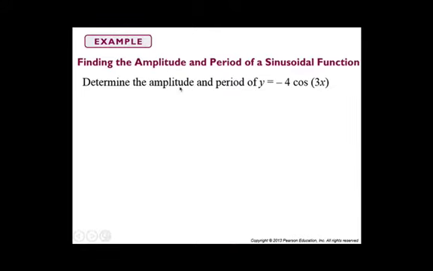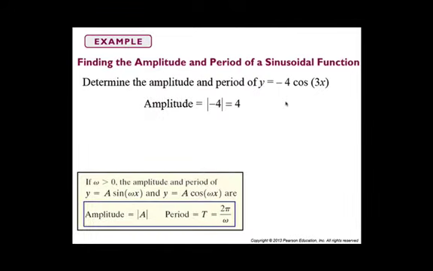So determine the amplitude and period of y equals minus 4 cosine 3x. Well, what's the first thing we do? We know the absolute value of minus 4 is 4. So therefore, my amplitude is 4. My period is 2 pi over w. In this case, my w is a 3. So it's 2 pi over 3. And that's it for this.